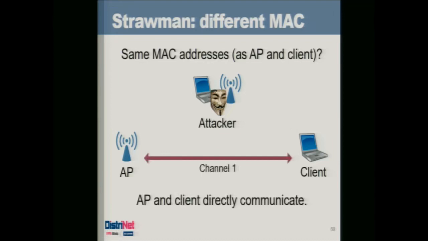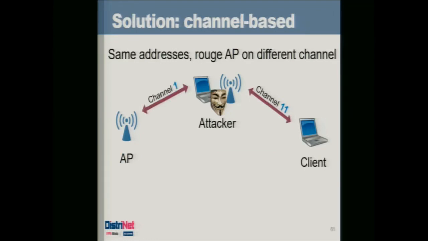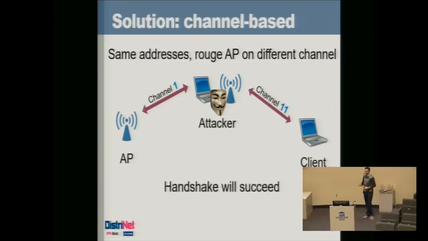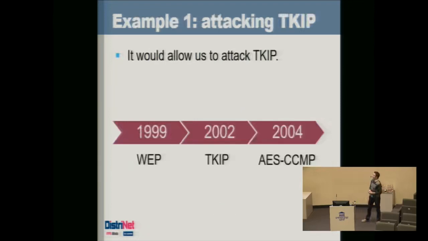How do we solve this? Well, as the name implies, we're going to clone the rogue access point on a different channel. And that allows us to use the same MAC address as the original access point. However, because it's on a different channel, all the traffic that the client is transmitting will only be received by us, and we can forward this traffic over the different channel. And in this case, the handshake will succeed, and we can reliably intercept traffic. So we can use this to attack WPA TKIP.